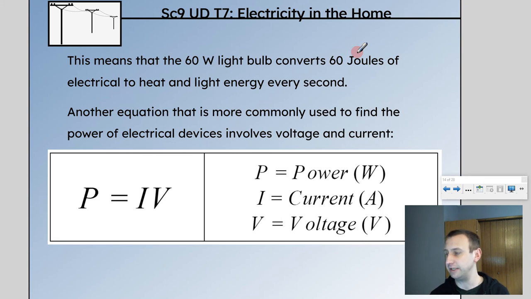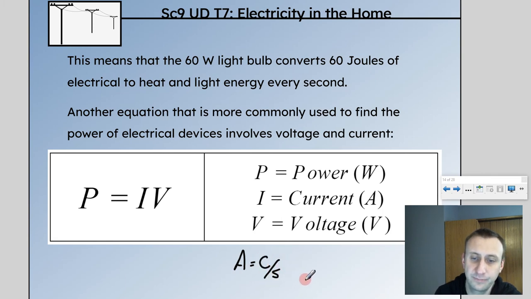Another way that we can calculate power is using current and voltage, with this formula, which we use quite often. P is equal to I times V, where I is current in amps and V is voltage in volts. That also gets me power in watts. The reason why this works, if you care, is that an amp is equal to a coulomb per second, and a volt is equal to a joule per coulomb.